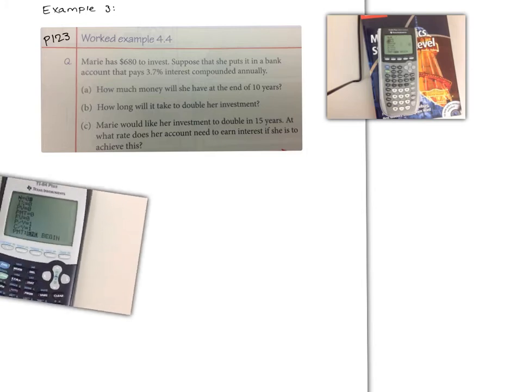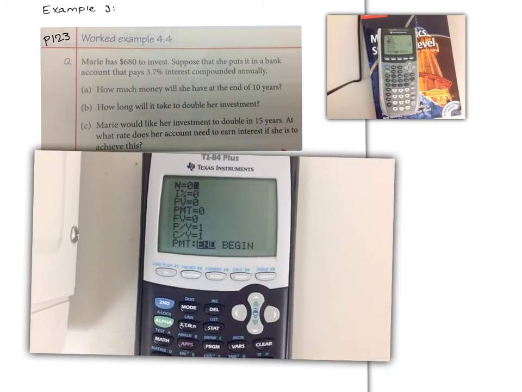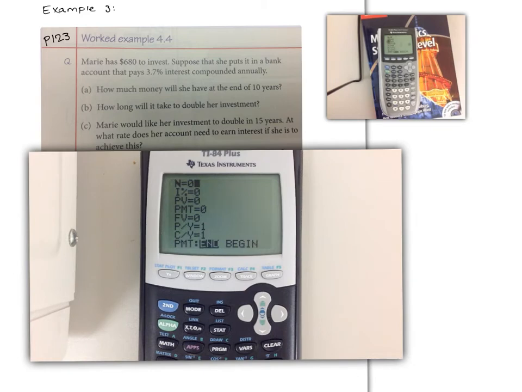Okay, so once you've opened the TVM Solver, you just have to be able to enter the important information. So in this example, we have Marie with $680 to invest. She's going to put it in a bank that pays 3.7% interest compounded annually. And we want to know 3 things. How much money will she have after 10 years? How long will it take to double her investment? And let's say she wants her investment to double in 15 years. What's the interest rate she needs? So let's take a look at how the TVM Solver can help us solve this.